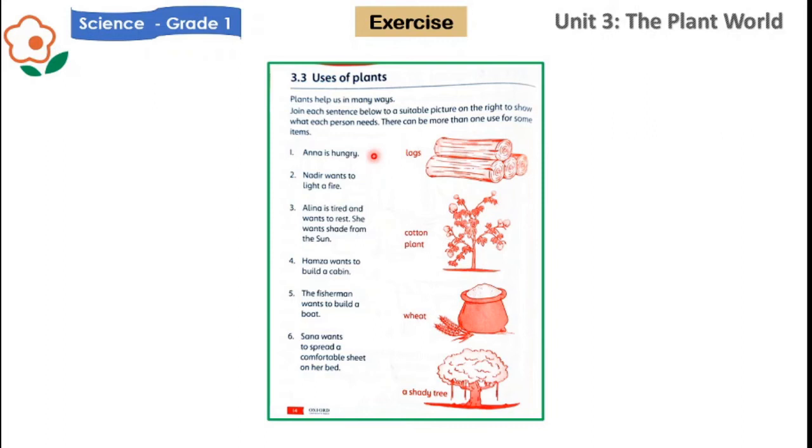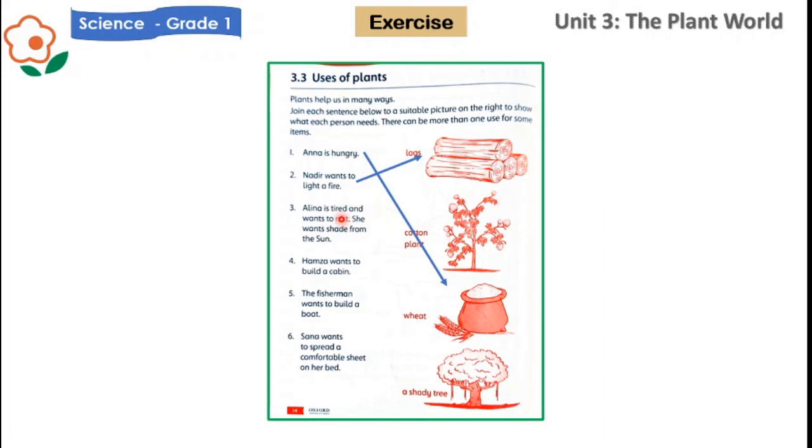So Anna is hungry. So what should Anna take because she's hungry? Logs? No. Cotton plant? No. A wheat bag? Yes, Anna is hungry and she wants a wheat bag. Now Nadir wants to light a fire. So what does he want? A shady tree? No. A wheat bag? No. Cotton plant? No. So he wants logs to light a fire.